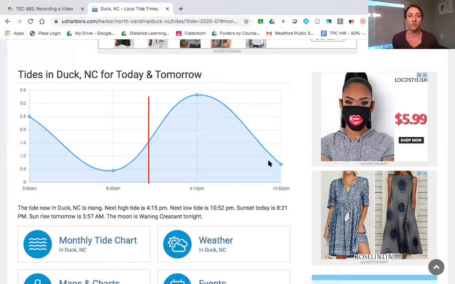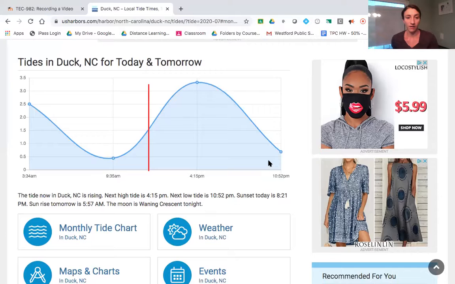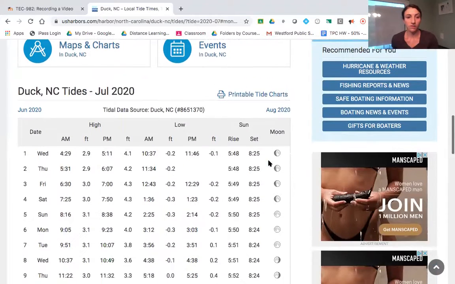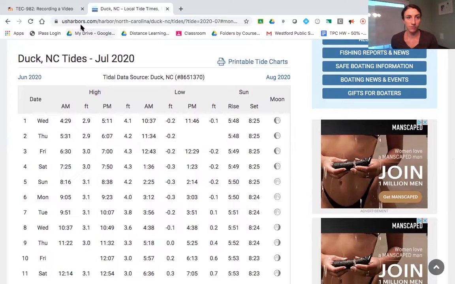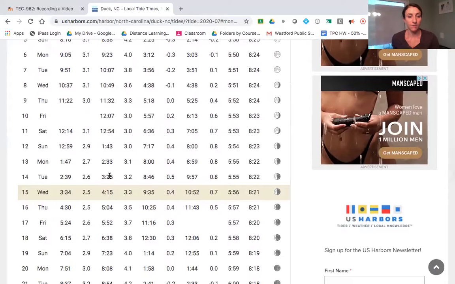So this data is what we're going to use to write an equation of these tides. So all of this data is down here, and you can see this is from usharbors.com. I'm going to be using the data from July 14th. I'm going to use the first high tide of the day, which was at 2:39 a.m. and it was 2.6 feet high. And I'm going to use the first low tide of the day, which was at 8:46 a.m. at 0.5 feet. I'll use those two pieces of data to help me model a tide with a sine function.